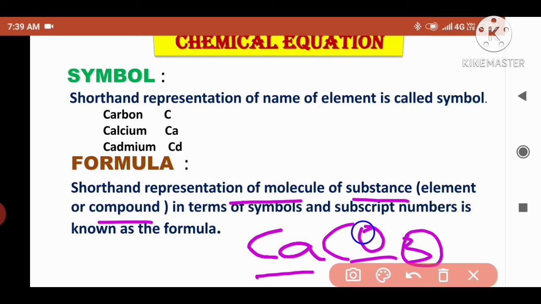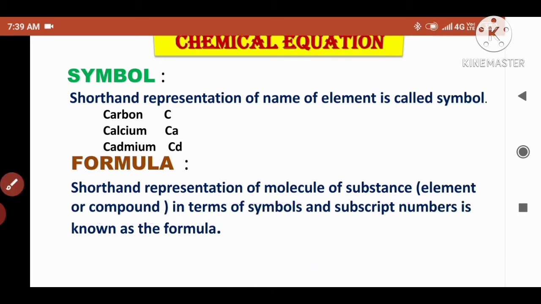This is about the compound. For an element also we have a formula, oxygen O2. Here, instead of oxygen, we are writing just O2, where O means oxygen and 2 means 2 atoms. Oxygen does not exist in a free state; it exists as a diatomic molecule.